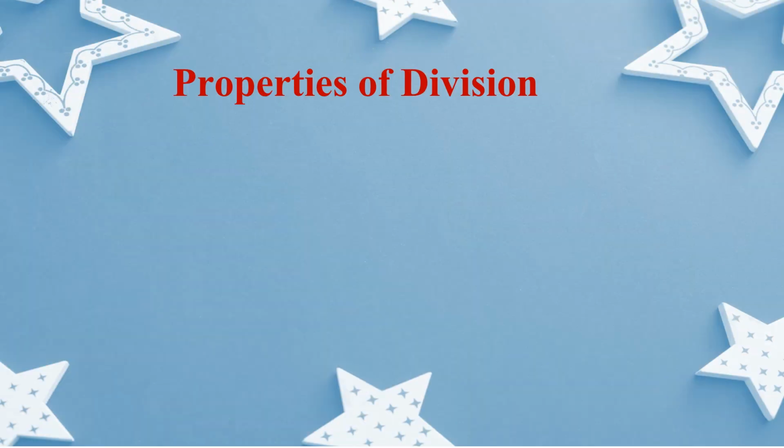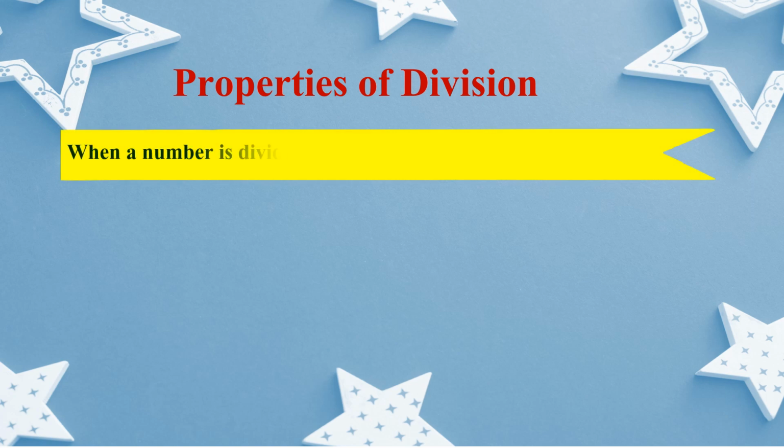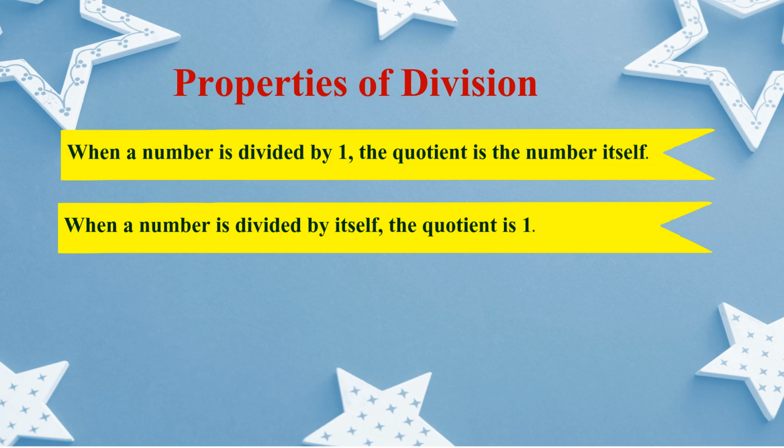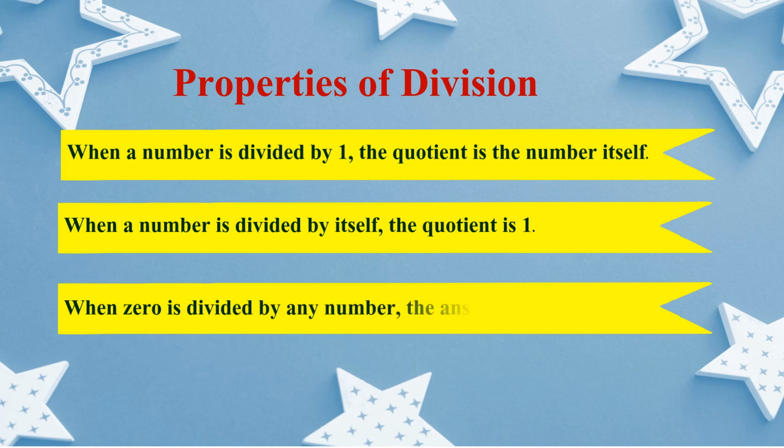Now let us learn some properties of division. When a number is divided by 1, the quotient is the number itself. When a number is divided by itself, the quotient is 1. When 0 is divided by any number, the quotient is always 0.